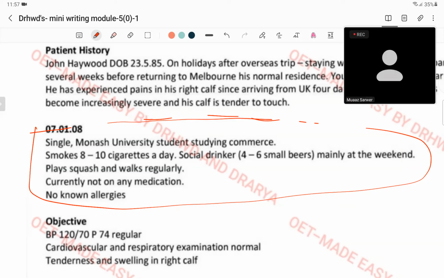Smokes 8 to 10 cigarettes a day. Social drinker, 4 to 6 small beers, mainly at the weekend. Plays squash and walks regularly. Currently not on any medication, no known allergies. Okay. Tell me what is relevant, what is irrelevant, what is semi-relevant. What would you write in your letter out of this?